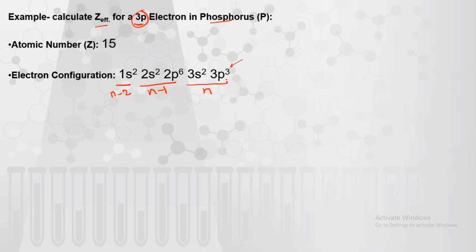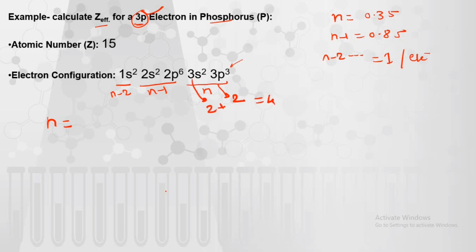Now I am calculating the Z effective for the 3p electron. If you consider Slater's rule, in the previous slide I gave the Slater contributions: for n it is 0.35, for n minus 1 it is 0.85, and for n minus 2 and onwards it is 1 per electron. Understand? In 3p there are 3 electrons. For the n shell, how many electrons are there? I am calculating for only one electron, so 2 electrons from p are remaining. There are 2 electrons in p and 2 electrons in s, so a total of 4 electrons in the n shell. So it is 4 into 0.35.